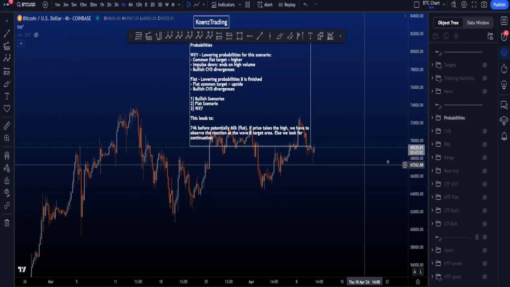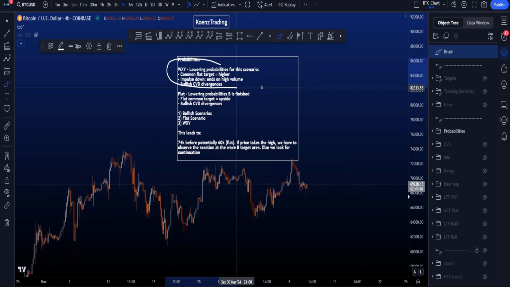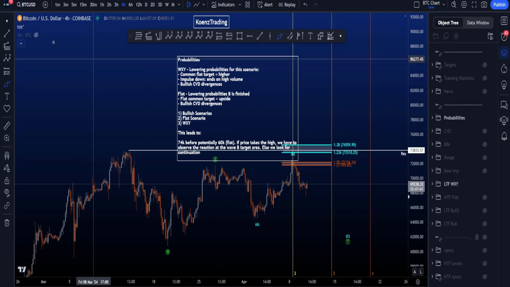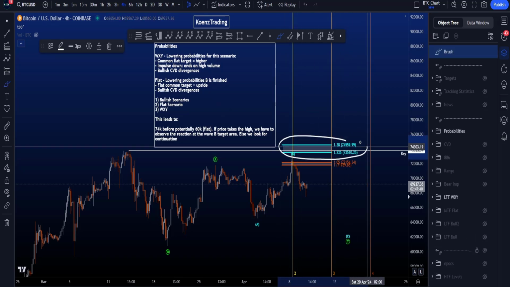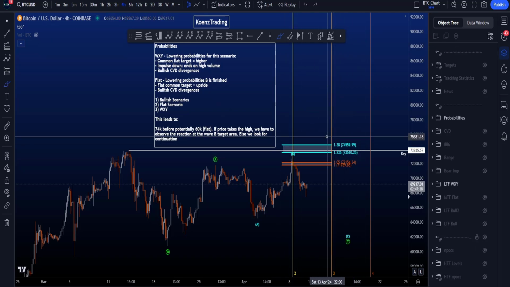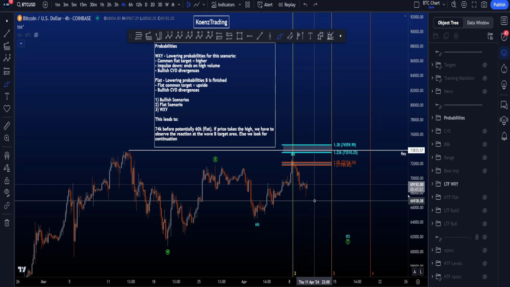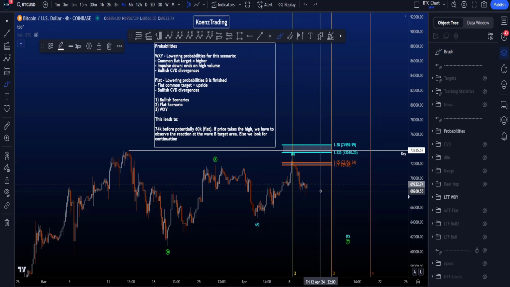If we then look at the probabilities of the different scenarios, then I wrote over here the WXY. What is lowering the probabilities for the WXY scenario is that a common flat target, the blue zone over here, is not hit. Also, if we already look for an impulse towards the downside, then the impulse has ended on the highest amount of volume, which is not preferred, and we also have the bullish CVD divergences over here.